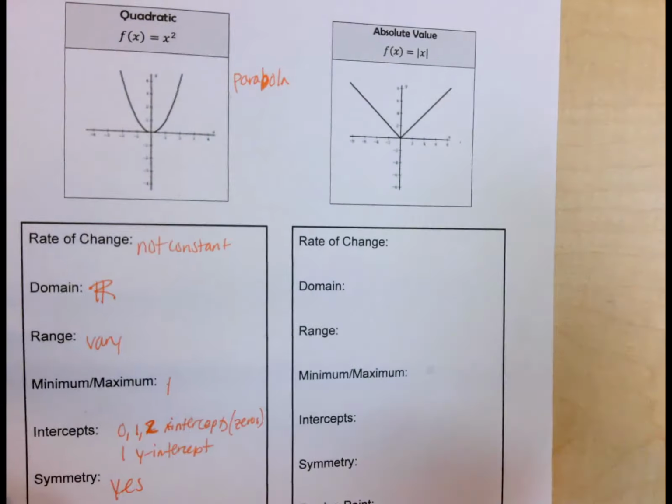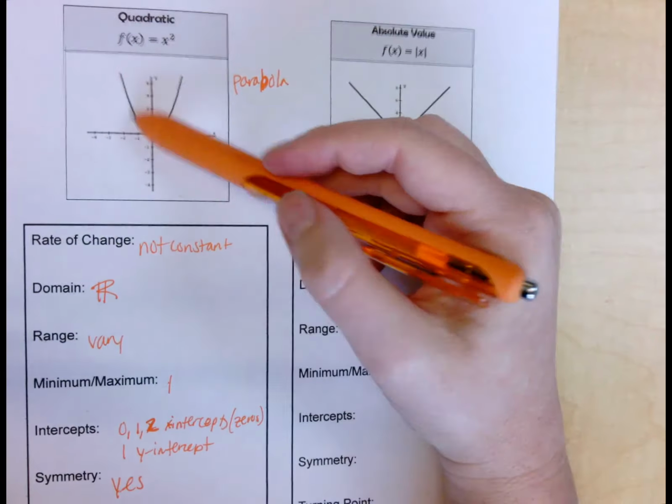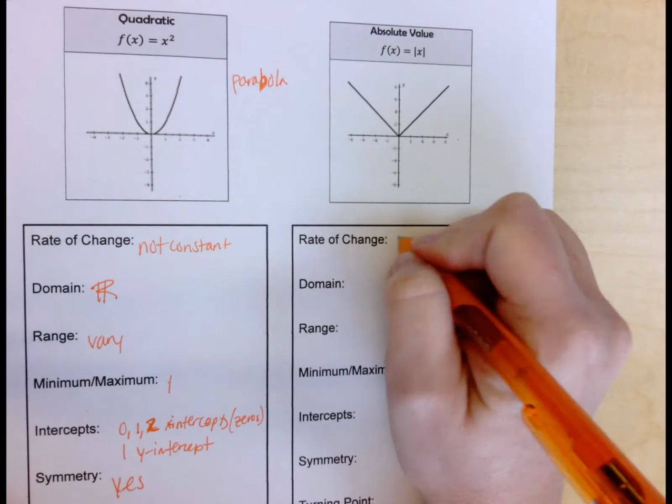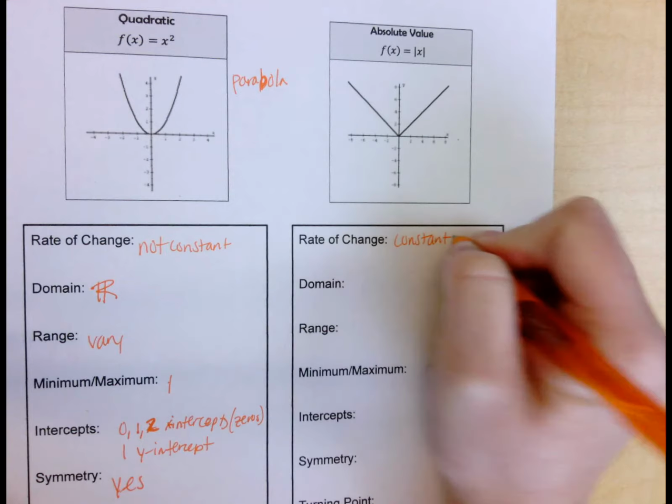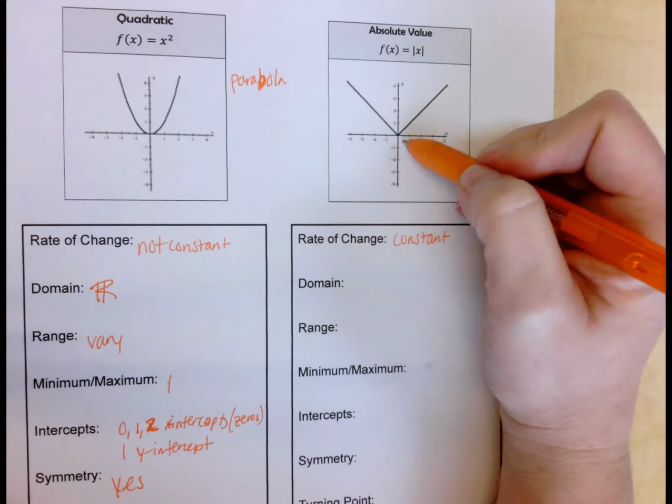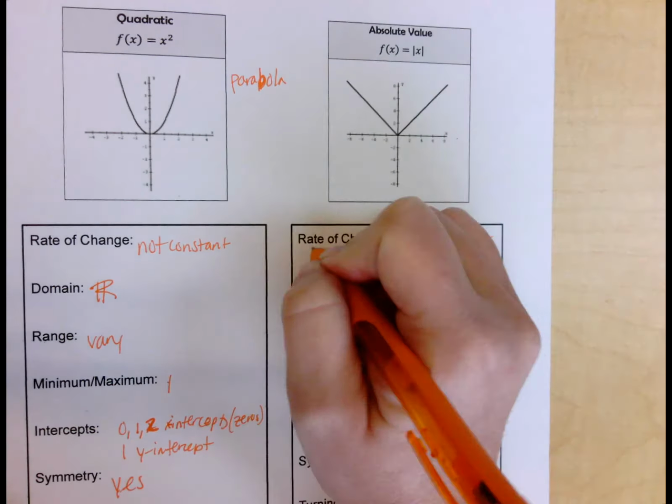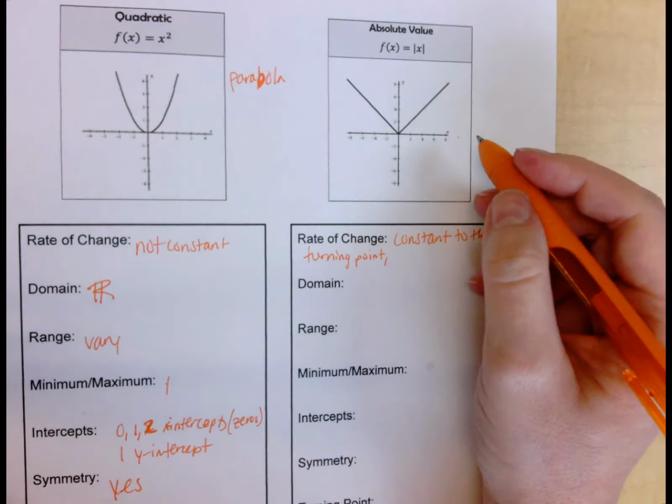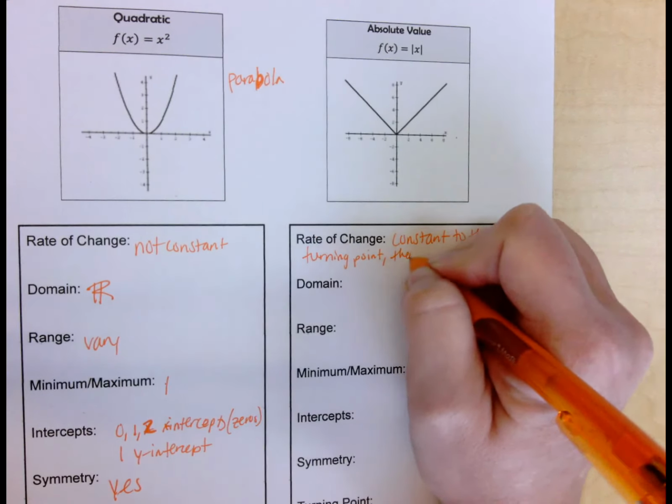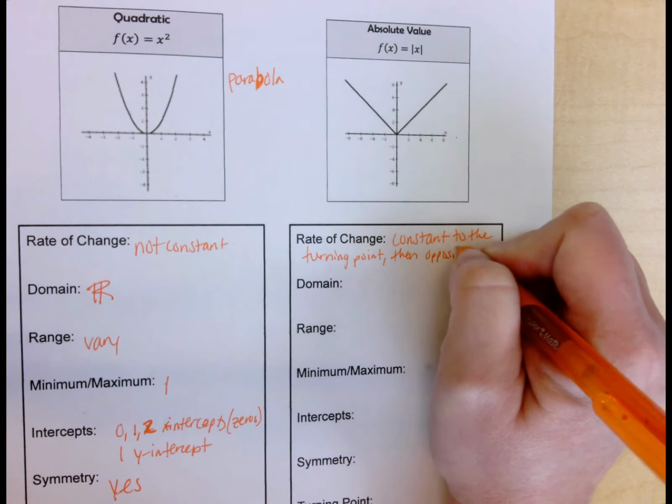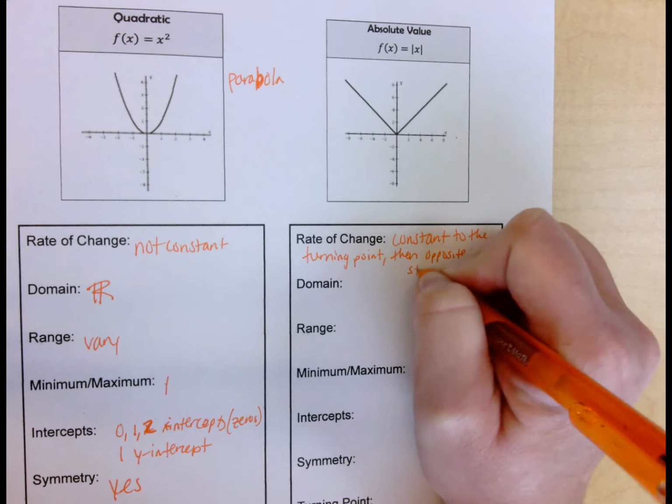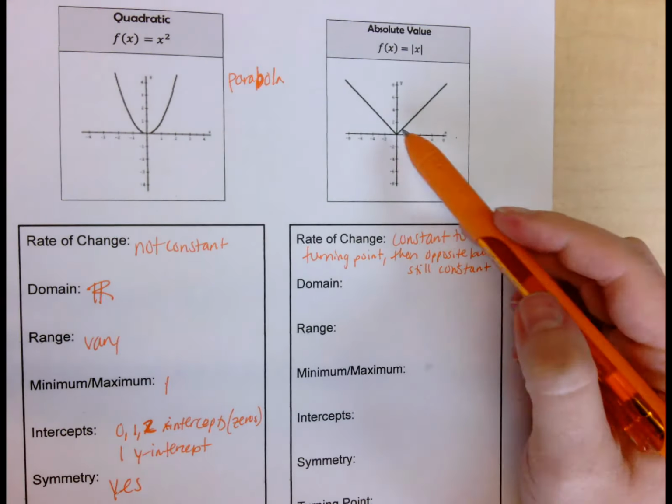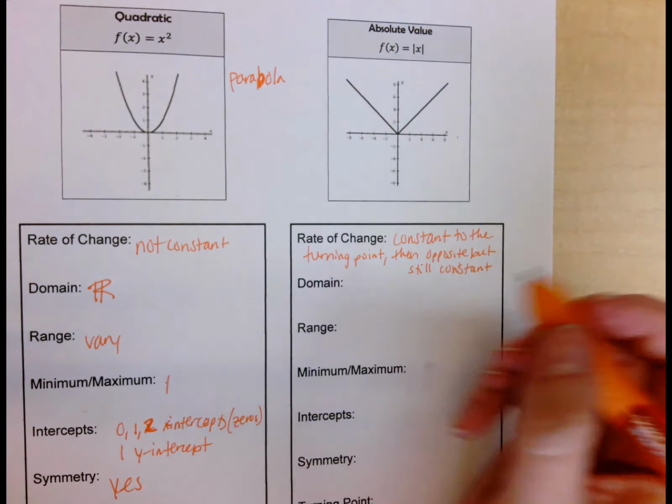Then we move to absolute value, which is very similar. The difference here is that you have a rounded curve, whereas this is a point, an actual point. So it does have a constant rate of change to the turning point. And then it becomes constant but opposite. So it's still constant even after it switches, but it just becomes the opposite. It's going the opposite direction.